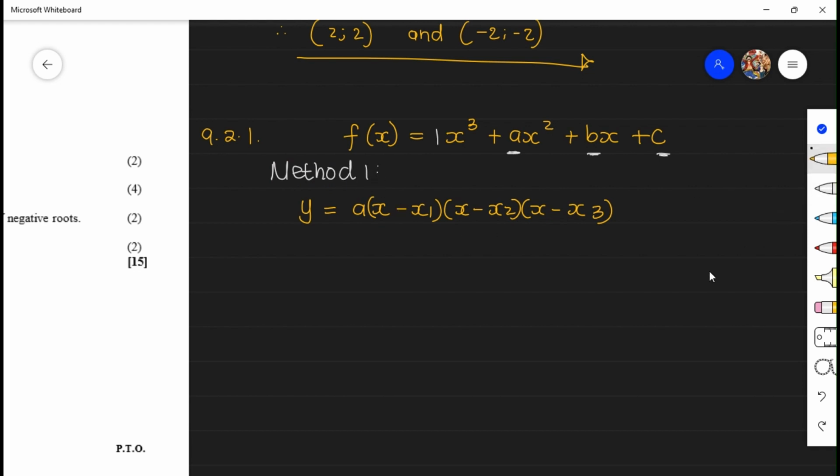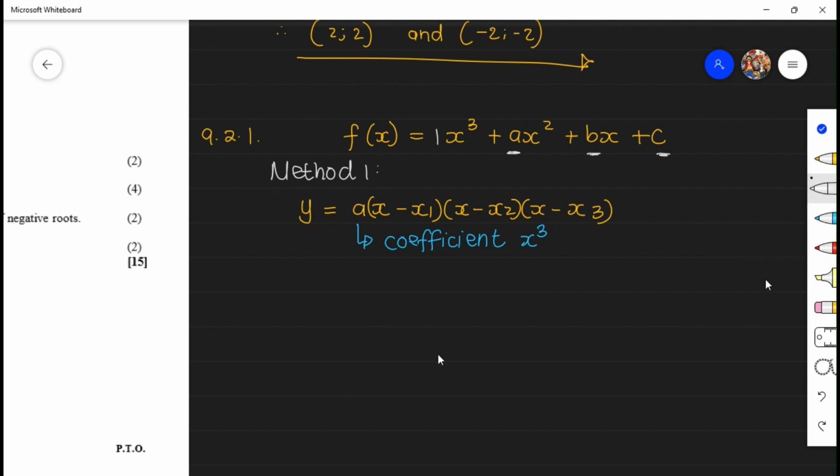Now, we can use method 1 when we have 3 x-intercepts, keeping in mind that x1, x2, and x3 represent x-intercepts. Now, what does a represent? a does not represent the coefficient of x squared. I know that the question has used a to represent the coefficient of x squared, but for these particular formulas, keep in mind that the coefficient of x squared and the a in these formulas are not the same. The a in the formula represents the coefficient of x cubed, not x squared. So our value of a in this particular case would be 1. So this is our first method when we have three x-intercepts.